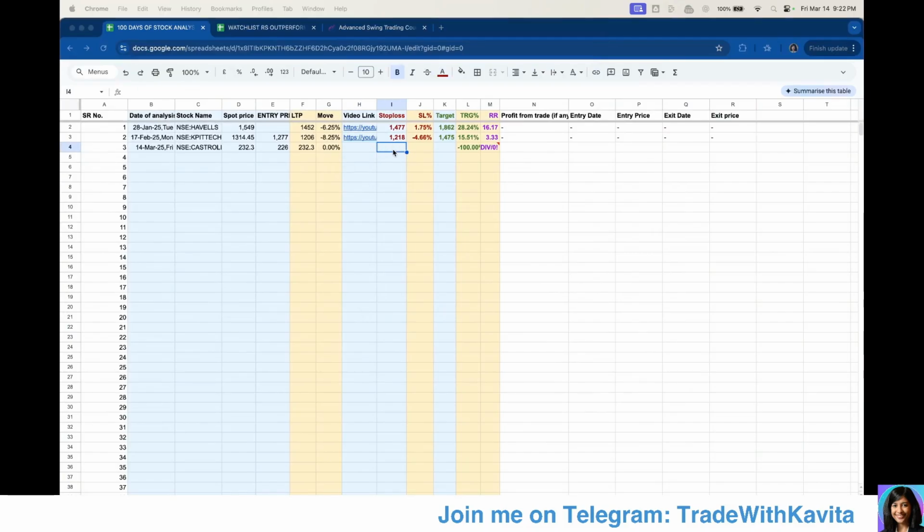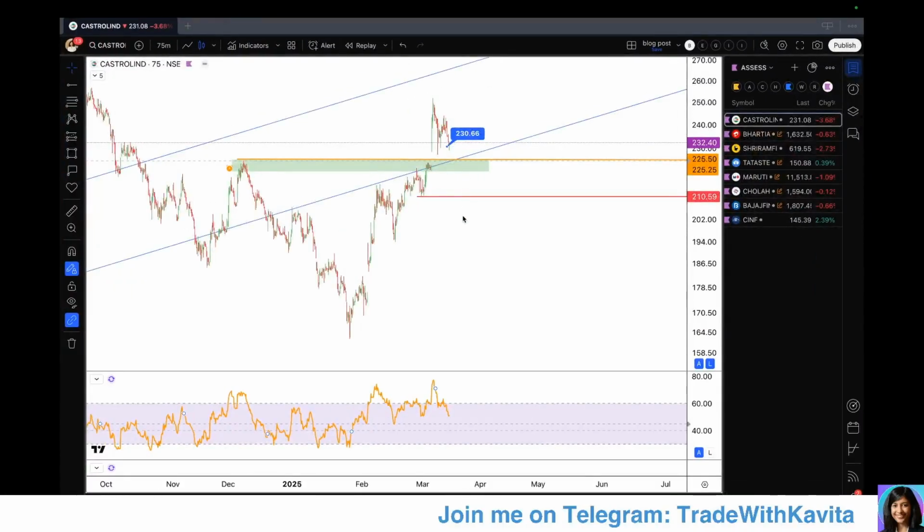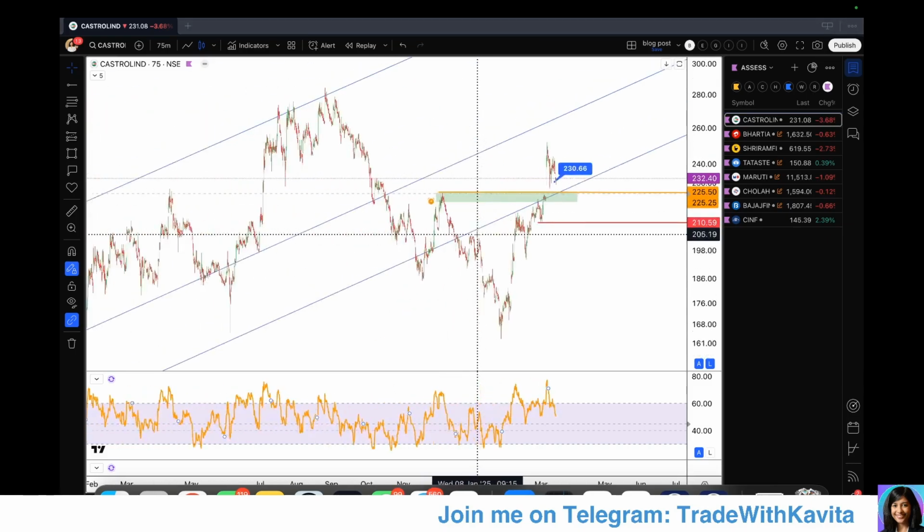Okay, so the stop loss that we have decided is 210.6. So I'm going to enter that here, 210.6, and there you go. Next, we need to set the target.